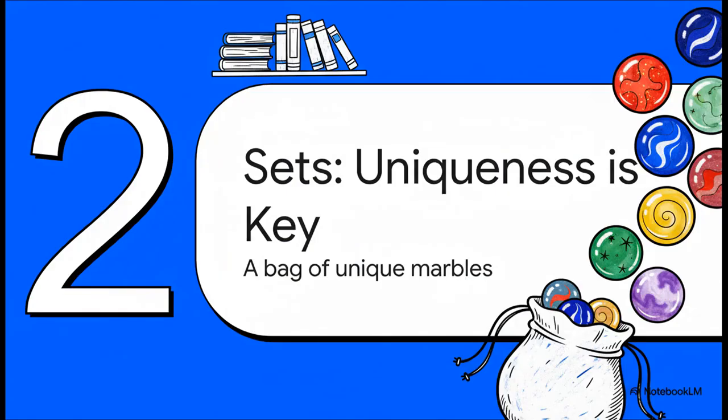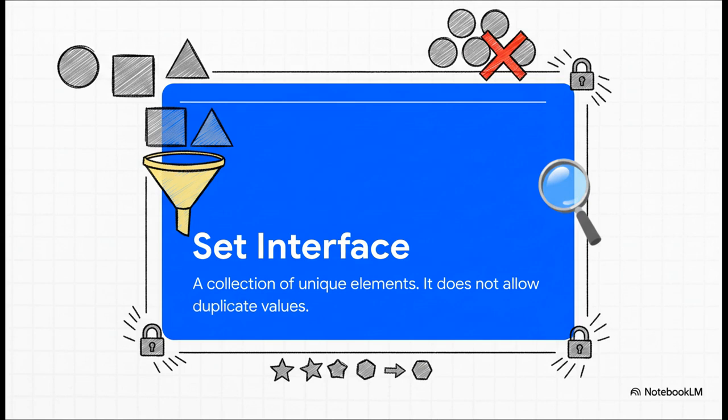All right, let's move on to our next stop, sets. So if a list is like that ordered bookshelf, a set is more like a bag of marbles, where every single marble is unique. You just can't have 2 identical marbles in the same bag. And that's the one single defining rule of a set. It's a collection that enforces uniqueness. It simply will not allow you to add a duplicate element. That's its superpower. So if you ever need to store a group of items and you have to be absolutely sure there are no duplicates, a set is the tool you reach for.